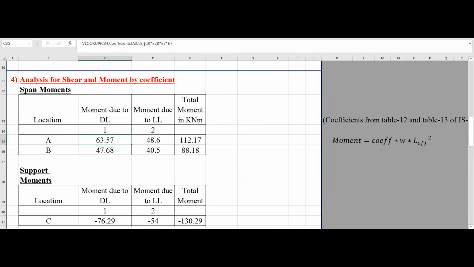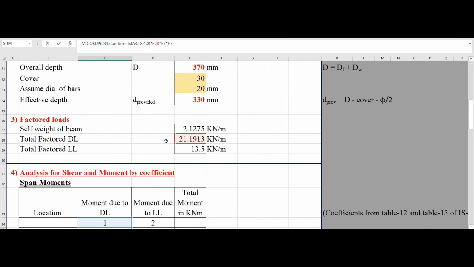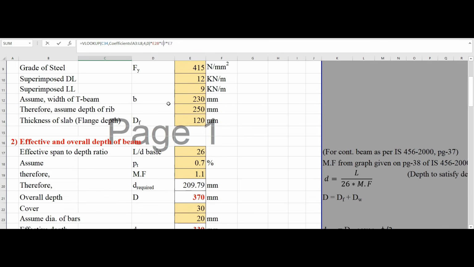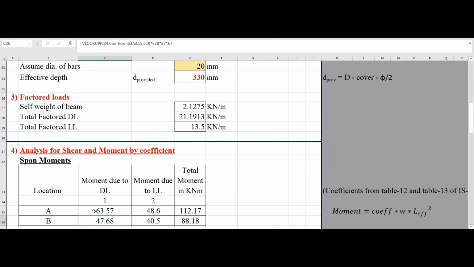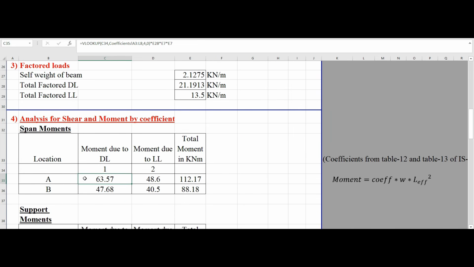So here we will enter the column number 4, and the next is the exact value. So for the exact value we will type as 0. So once we get the coefficient with the help of VLOOKUP value, we will multiply it by the load on the beam, that is equal to 21.19. As we are calculating the dead load, we will multiply it by the total factor dead load, and L effective square, that is the effective length is 6, so multiplying it by 6 square. So the moment due to dead load at the location A comes out to be 63.57.